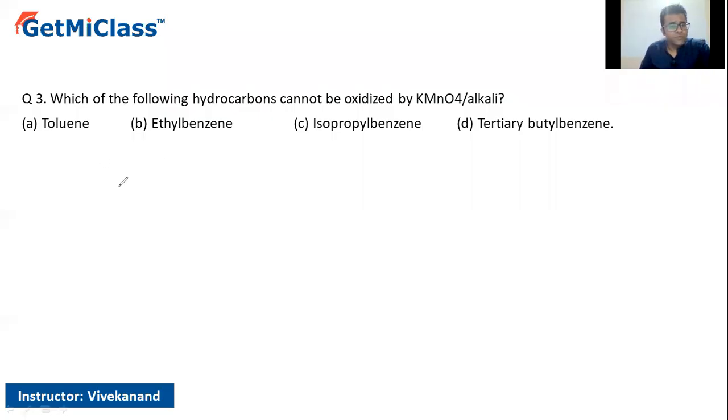Question number 3: which of the following hydrocarbons cannot be oxidized by alkaline KMnO4? Now over here, we observe toluene, which has CH3; ethyl benzene, with CH2CH3; and isopropyl benzene, that is nothing more than cumene.